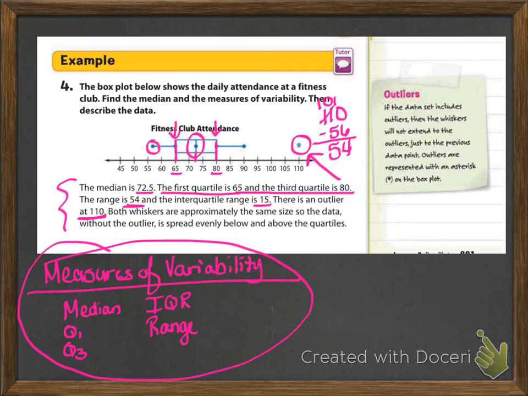Then it says both whiskers are approximately the same size, so the data without the outlier is spread evenly below and above the quartiles. Okay, so let me clean off some of my mess here. Hang on a second. All right, let me clean this part off here.